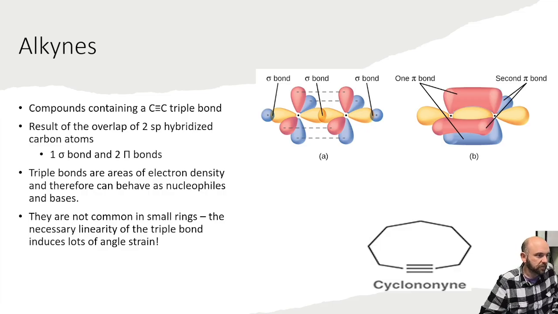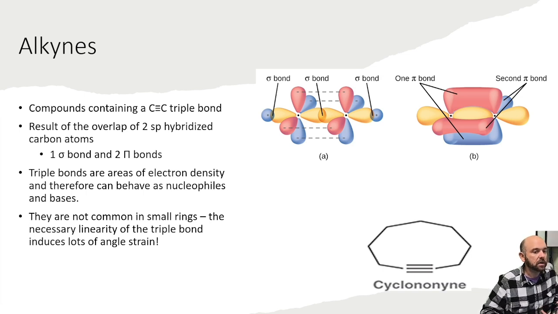Here we see some of the defining characteristics of an alkyne, namely the carbon-carbon triple bond between two carbons in an alkyne molecule. The triple bond is formed by one sigma bond and two pi bonds.